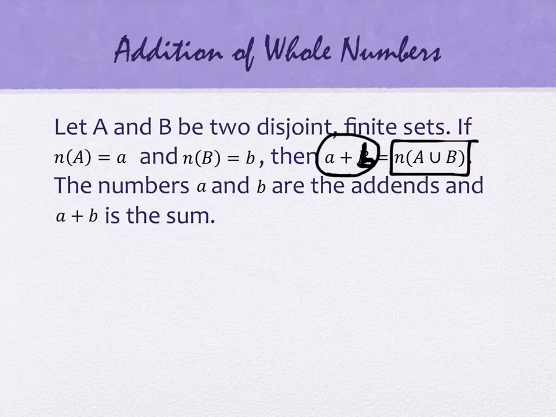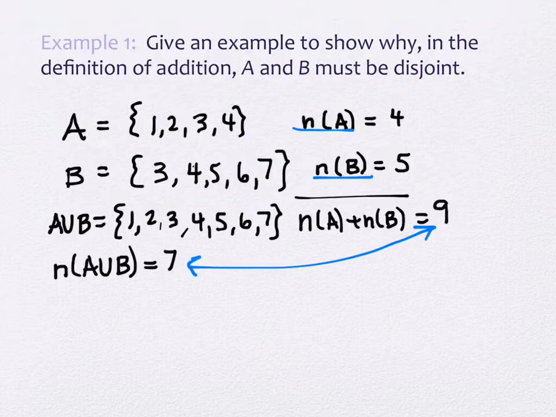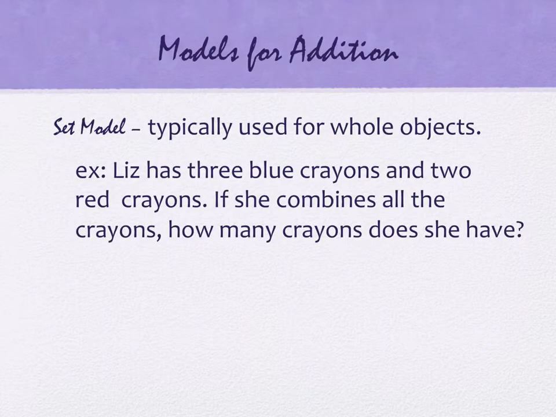All right, we're going to do these first two models for set addition, and then we're going to stop and take a look at some group work. A couple of models for addition. This first one is called the set model, and it is typically used for whole objects. Imagine you have something you can't necessarily break into pieces, or if you did, it doesn't make a lot of sense. Crayons are an example of that, and that's what this particular one is going to be.